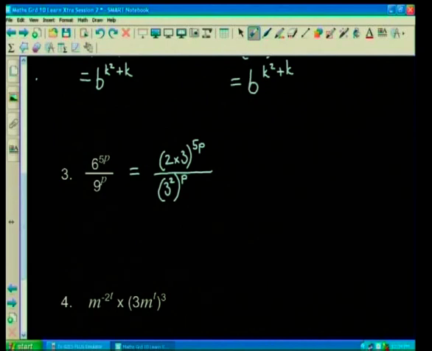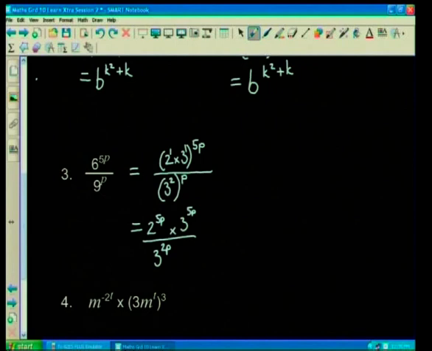Our next step is to multiply in those exponents by the exponents that are on the outside. Just because there is no exponent shown for 2 doesn't mean that 2 doesn't have the exponent of 1. And 3 also has the exponent of 1. So don't forget to multiply those. 2 to the power of 5p, times 3 to the power of 5p, over 3 to the power of 2p.